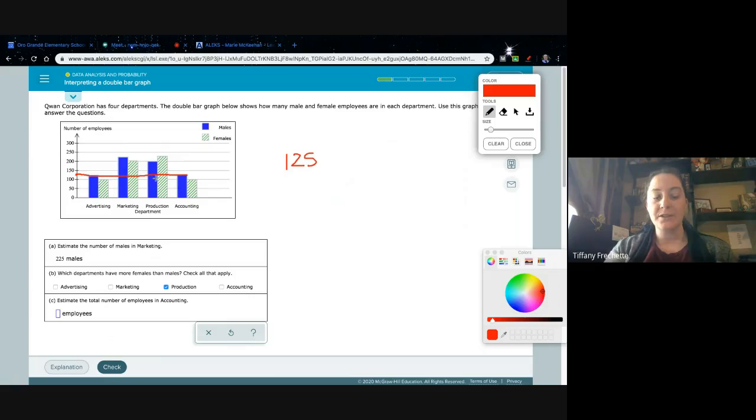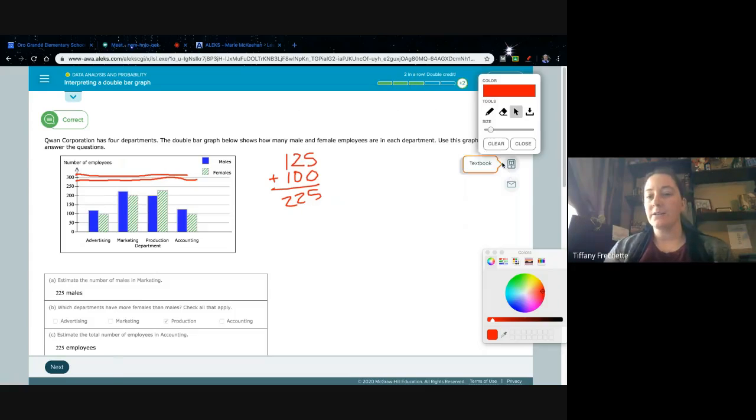So I'm just going to say we're about at 125 for males. And then females are right on this bar here, which is, and I can't draw a straight line right now, 100. So we're just going to add these two together, and we get 225. Let's go 225 and check. Yay! All right, let's do one more of these.